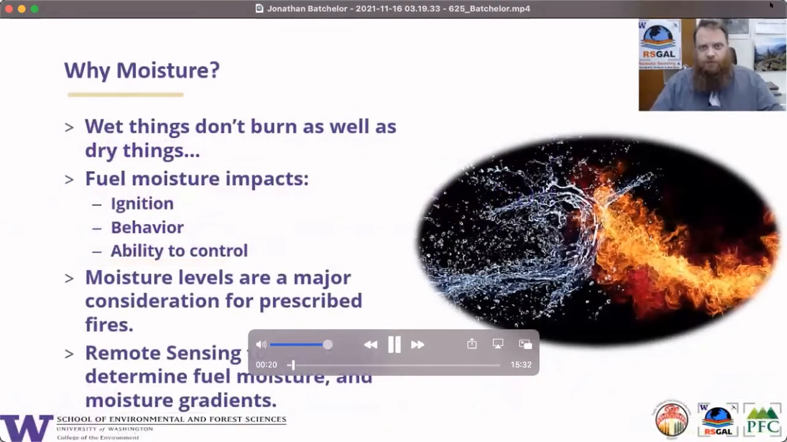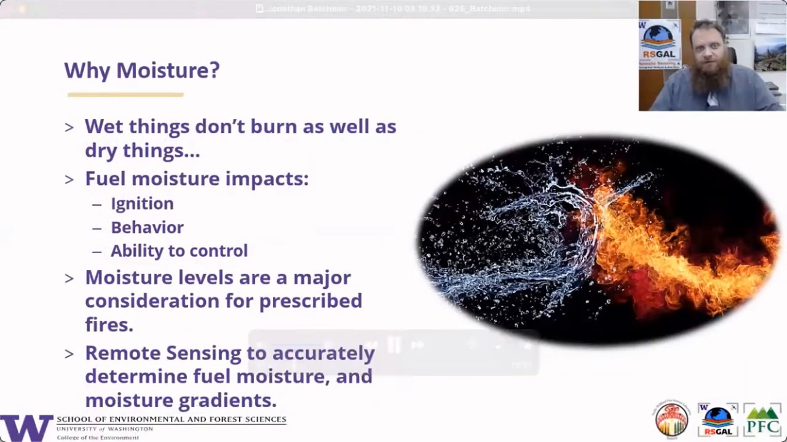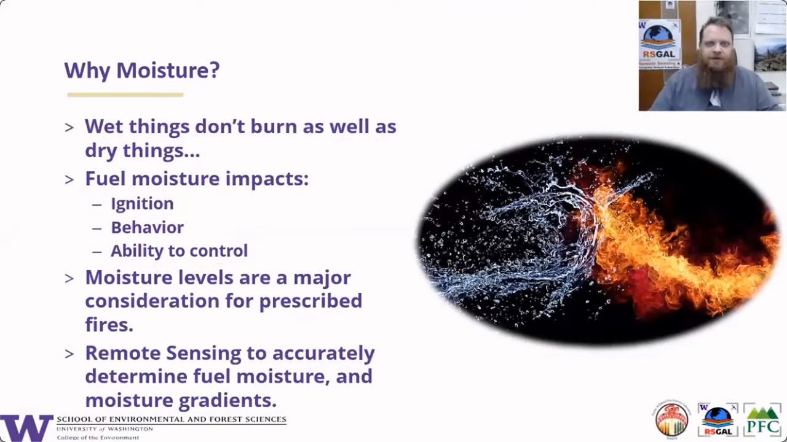So why fuel moisture? Very broadly speaking, of course, wet things don't burn as well as dry things. Small changes in fuel moisture can impact things like ignition, behavior, and the ability to control fire. The small gradients in fuel moisture and changes in fuel moisture are a major consideration when prescribed fires happen. And there's a long history of remote sensing being used to detect fuel moisture level and fuel moisture gradients across small areas or landscapes.